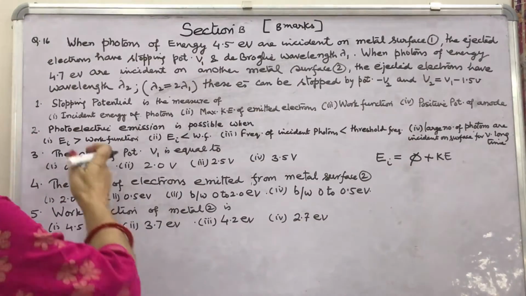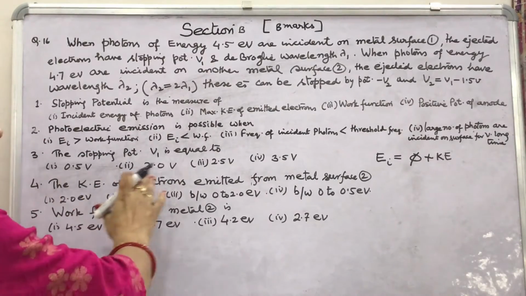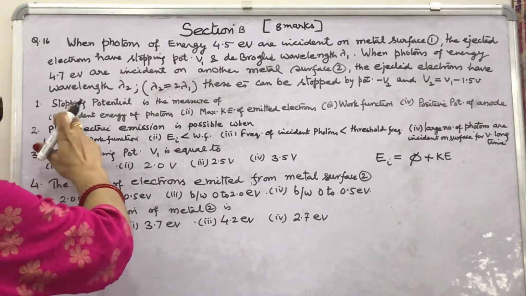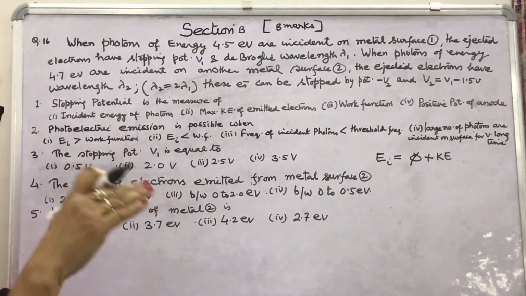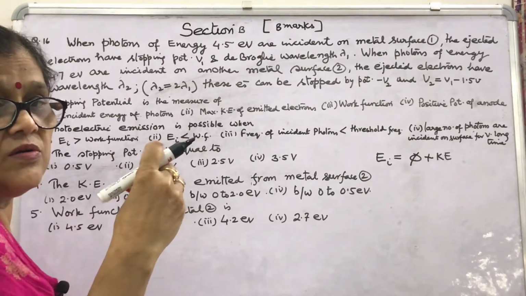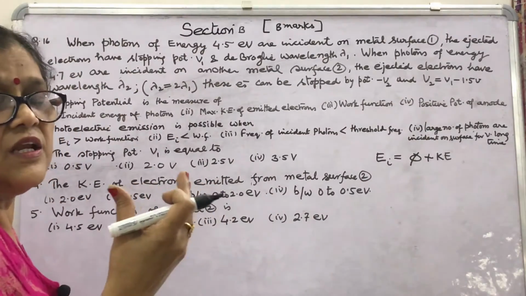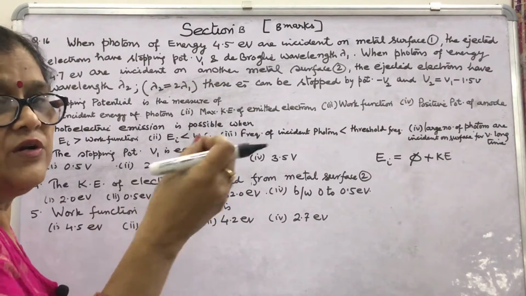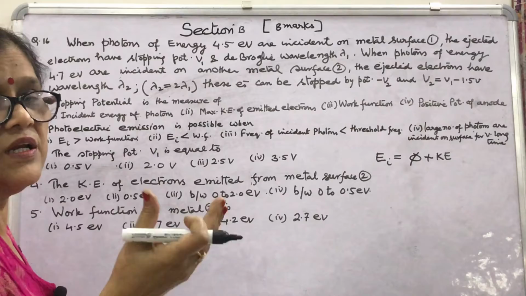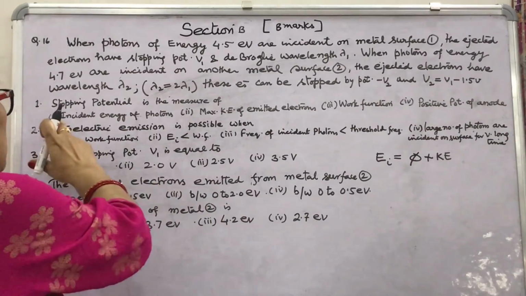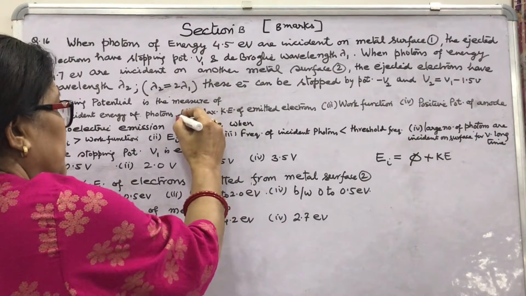Now see the questions. You have to do any 4 parts, 1 mark each, so the total marks are 4. See the first part: stopping potential is the measure of. Stopping potential is that negative potential of the anode due to which even the maximum kinetic energy electron emitted by the cathode cannot reach it. So stopping potential is the measure of the maximum kinetic energy of the emitted electron. Which option? Maximum kinetic energy of the emitted electron, so this option will be correct.